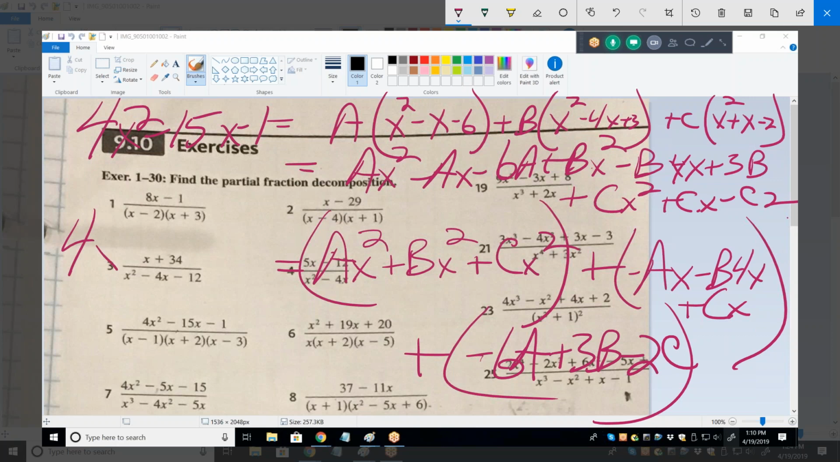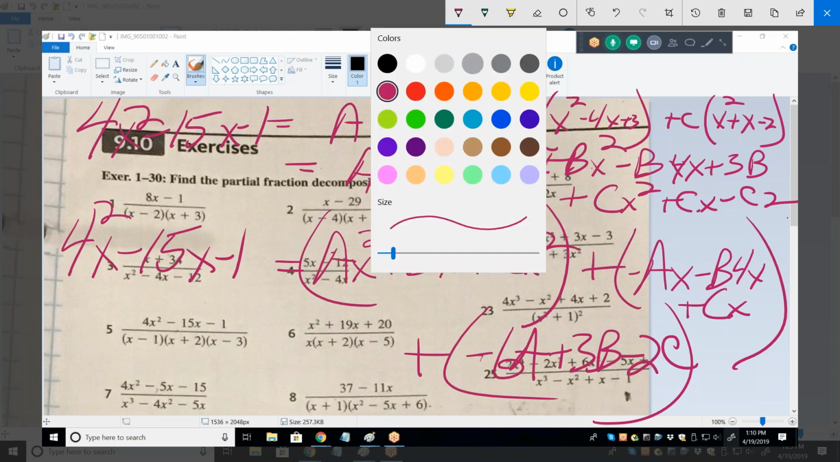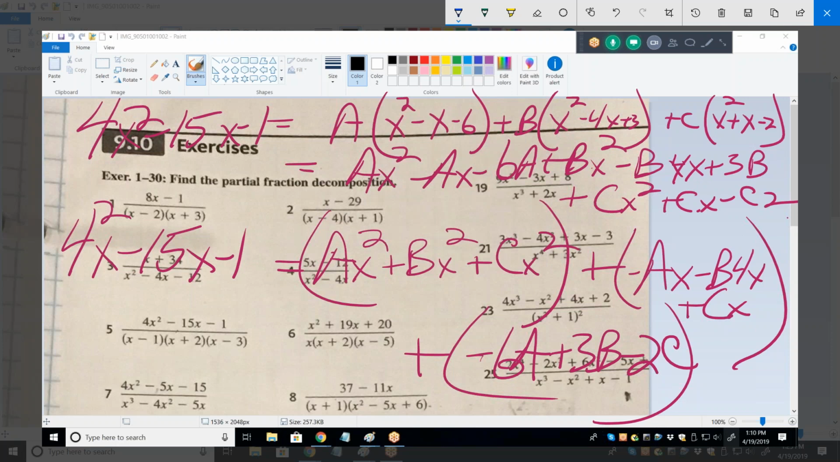Since that has to be equal to this, we can use a theorem that equates the coefficients. Here, I'm going to rewrite this right side over here. That's x squared times A plus B plus C, correct? Yes, sir.